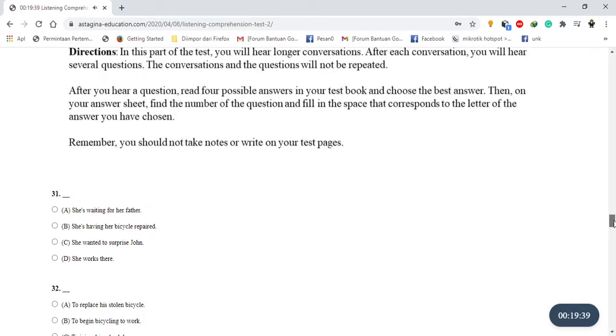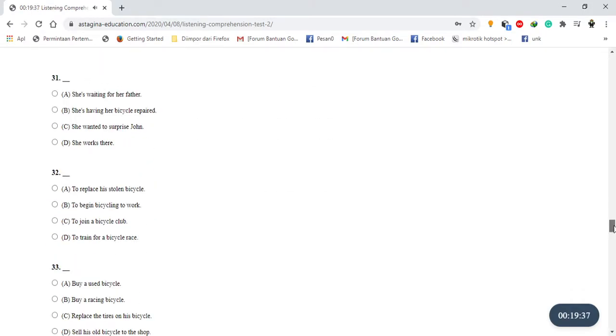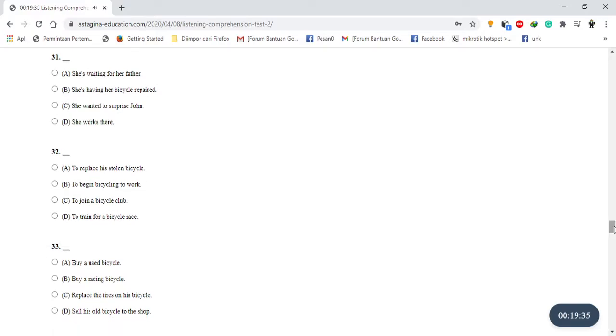Go on to the next page. Now we will begin Part B with the first conversation. Questions 31 through 34. Listen to a conversation at a bicycle shop.